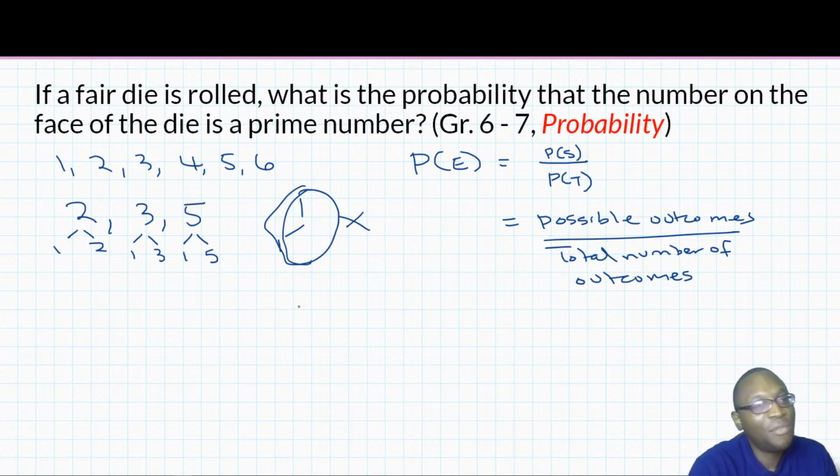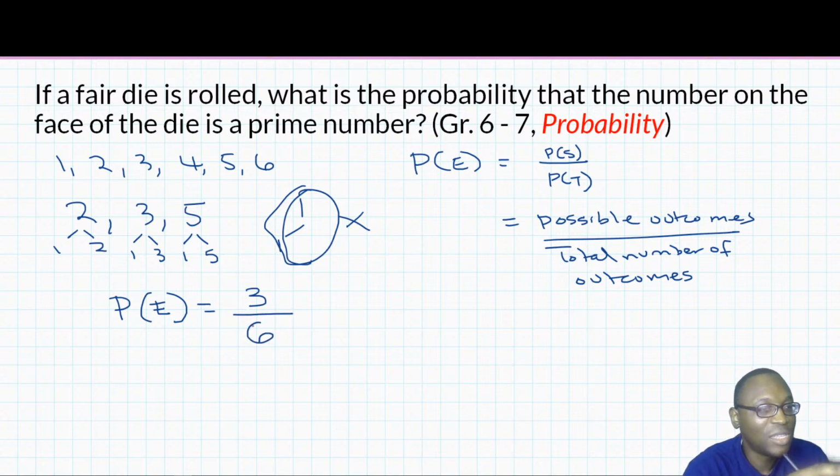So now what we have for this event here is we have 3 possible chances. The probability that this event happens is that we have 3 chances that it happens, and we have a total of 6 possible outcomes on the die. So this is going to be your probability, and you're going to simplify this, divide this by 3, divide this by 3, and it's going to be 1/2.